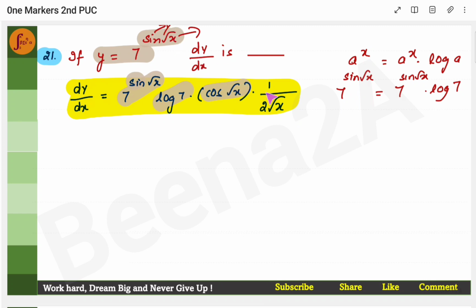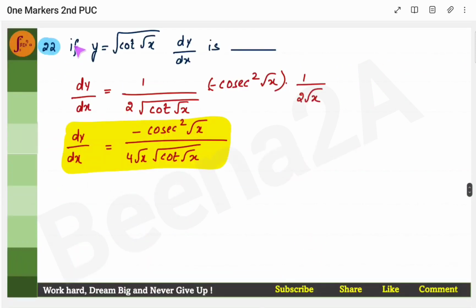Now what is the derivative of root x? It's 1 by 2 root x. So this is the chain rule. Now here's another example. Find dy by dx of this one, root of cot root x.